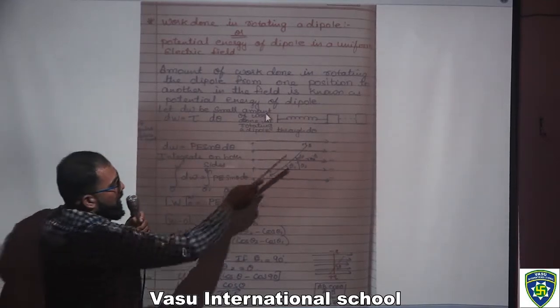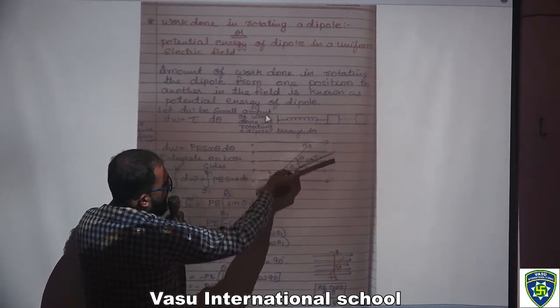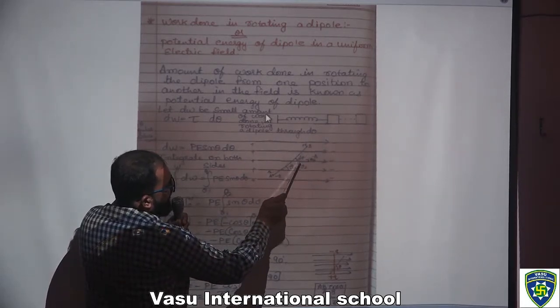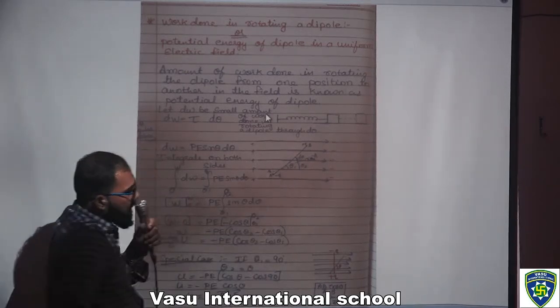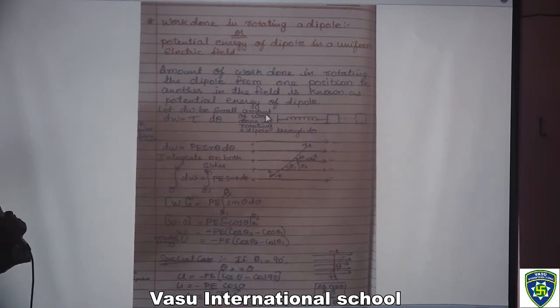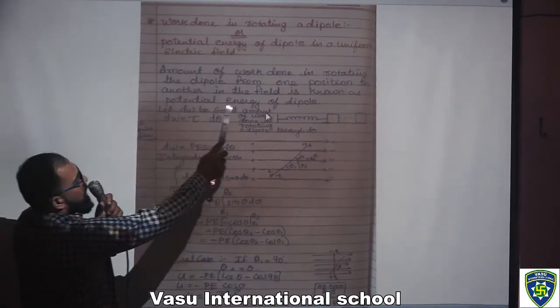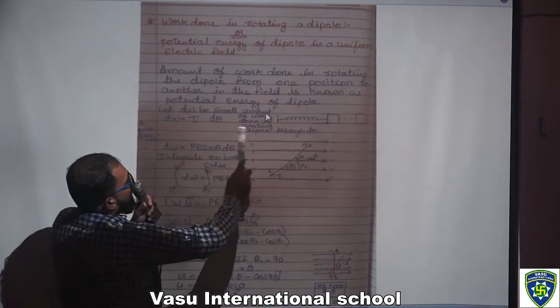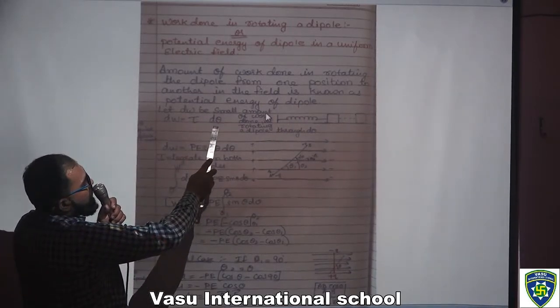So here it is a dipole. If I change the angle of this dipole, earlier it was theta 1, now if I change it, it becomes theta 2, and the difference we call d theta. So the amount of work done in rotating the dipole from one position to another in the field is known as the potential energy of a dipole. Let dW be the small amount of work. dW is equal to tau into d theta.